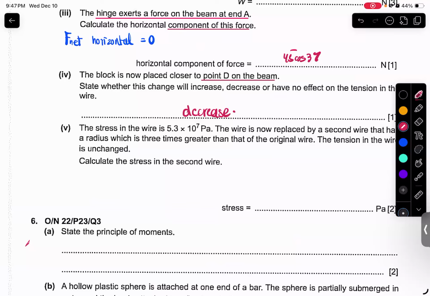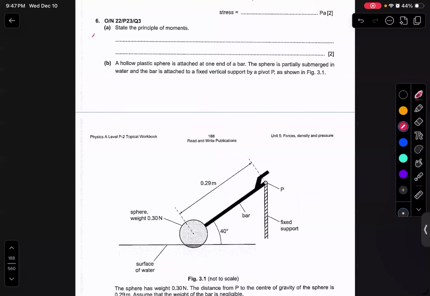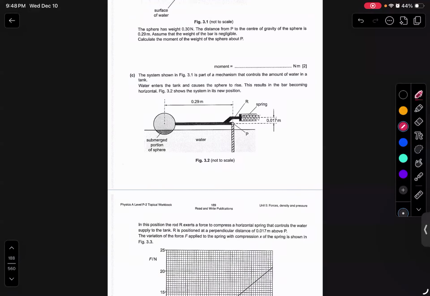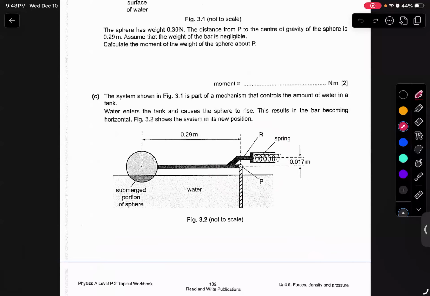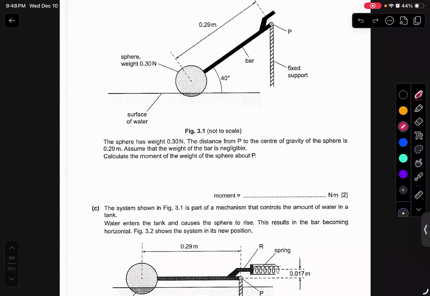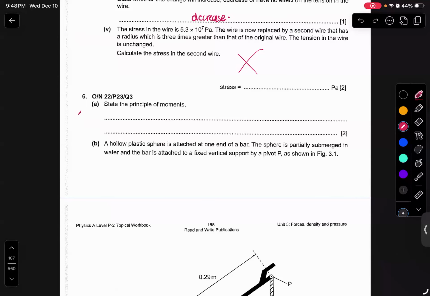The stress in the wire, okay, we haven't done stress yet, so we'll do this later as well. Now this is a good question and we will only be able to do a little bit of it. Again, this is moments combined with upthrust. We try to do as much as we can. Just the first part is fine.